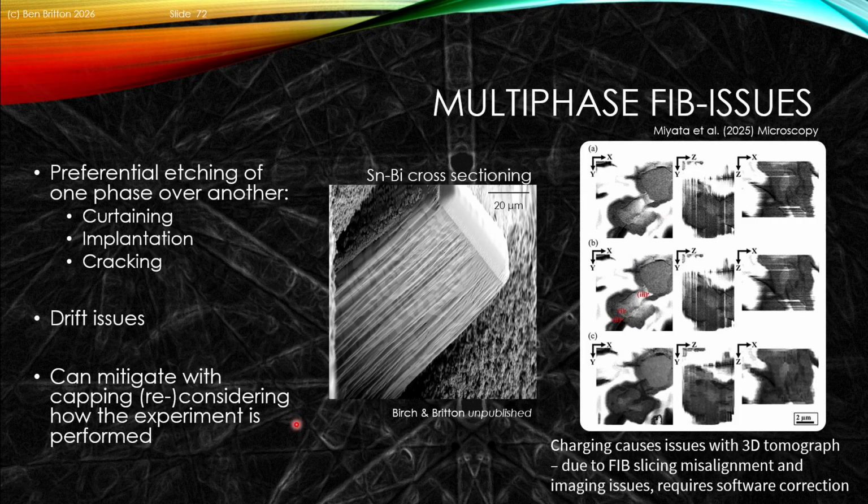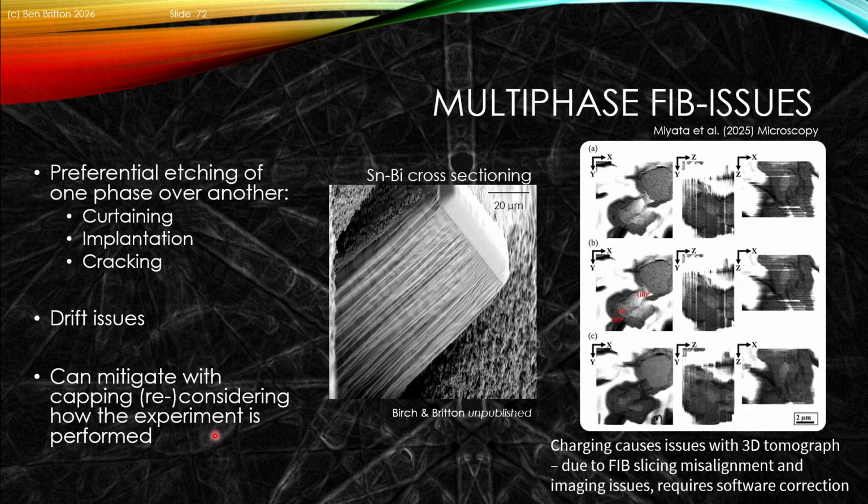If we have multi-phase materials, life becomes quite hard. Here we can see that curtaining can be quite significant on multi-phase materials. It depends on what you're doing, but you can get curtaining, implantation, and cracking. You can see cracking of interface grain boundaries here. You can also get significant drift issues. This shows the issues associated with a tomograph, where you have multiple phases and it's creating localized charging. It hasn't been compensated very well, and so here you have to use a software correction algorithm to get the reconstruction to behave itself.